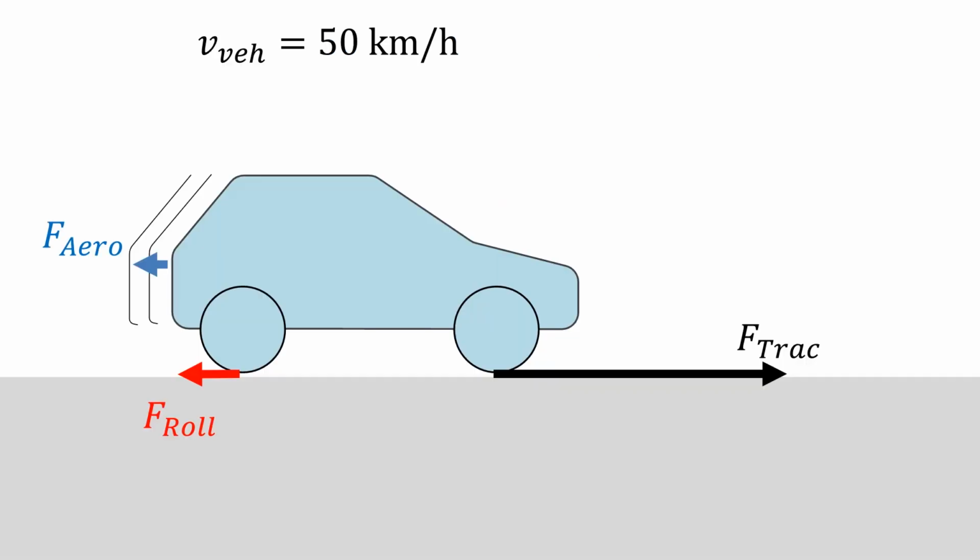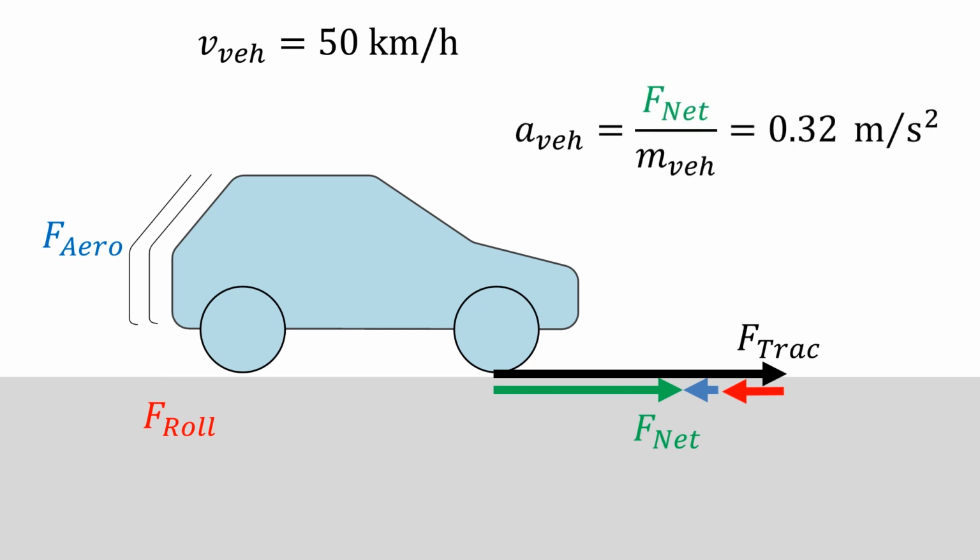We now assume that the traction force is 750 newtons at a speed of 50 kilometers per hour. Then, when we know the traction force, the net force can be calculated as the vector sum of traction force, rolling resistance, and aerodynamic resistance. The vector sum is the net force, and from that we can calculate the acceleration, which is in this example 0.32 meters per second squared. Since the net force acts in the driving direction of the vehicle, it leads to an acceleration.